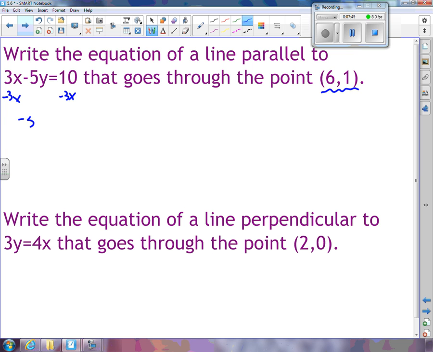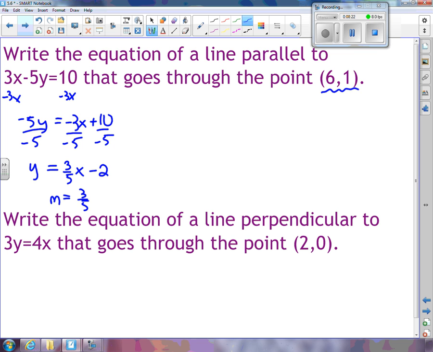So I get negative 5y equals negative 3x plus 10. Now I'm just going to divide both sides by negative 5. And I end up with y equals a negative divided by a negative is a positive. 10 divided by negative 5 is negative 2. So the whole reason for doing that was just so that I could figure out what my slope was of this line that was given. I know that my slope of this line is 3/5.